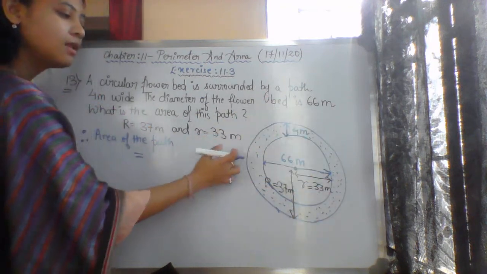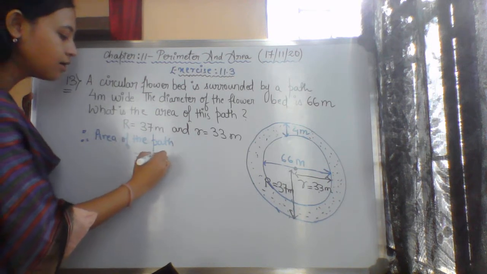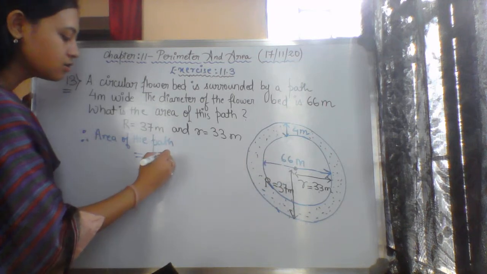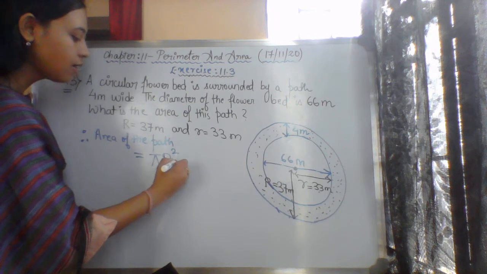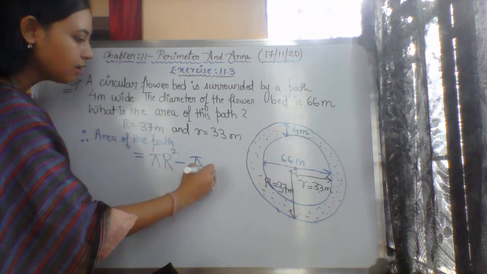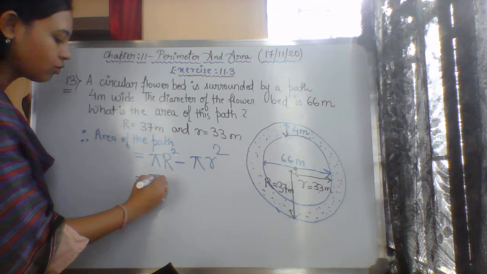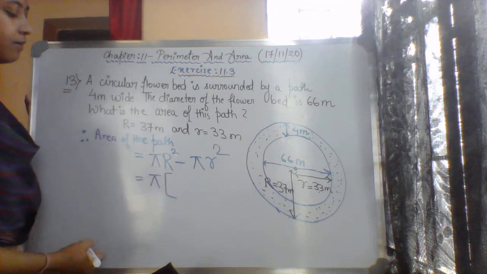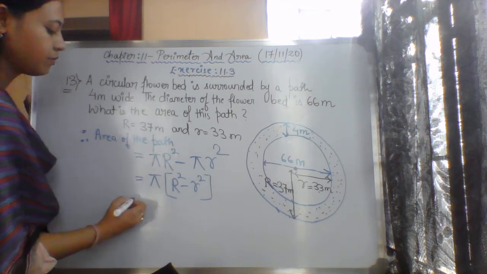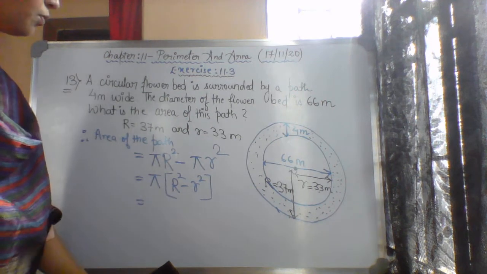Greater circle area, how can we calculate greater circle area? Pi r square. What is r here? Greater radius, so pi capital R square minus this smaller circle area, so pi small r square. Now pi you can take common, so in bracket capital R square minus small r square. The pi value here we are going to use is 3.14.